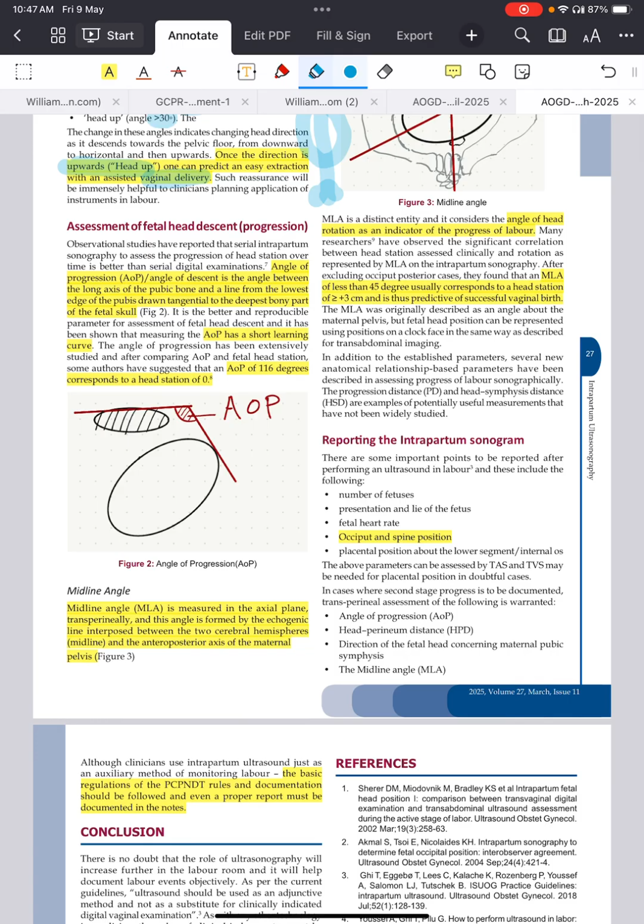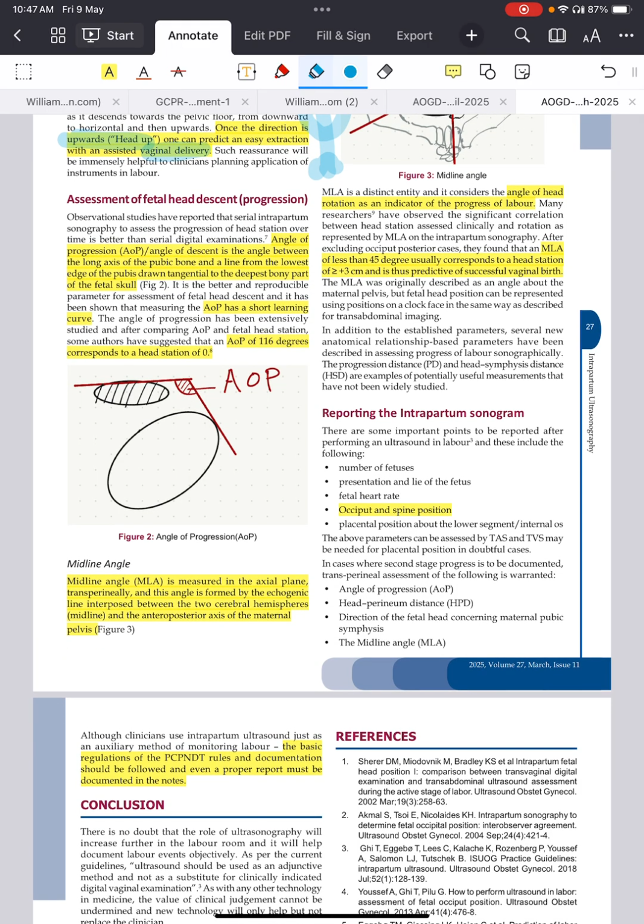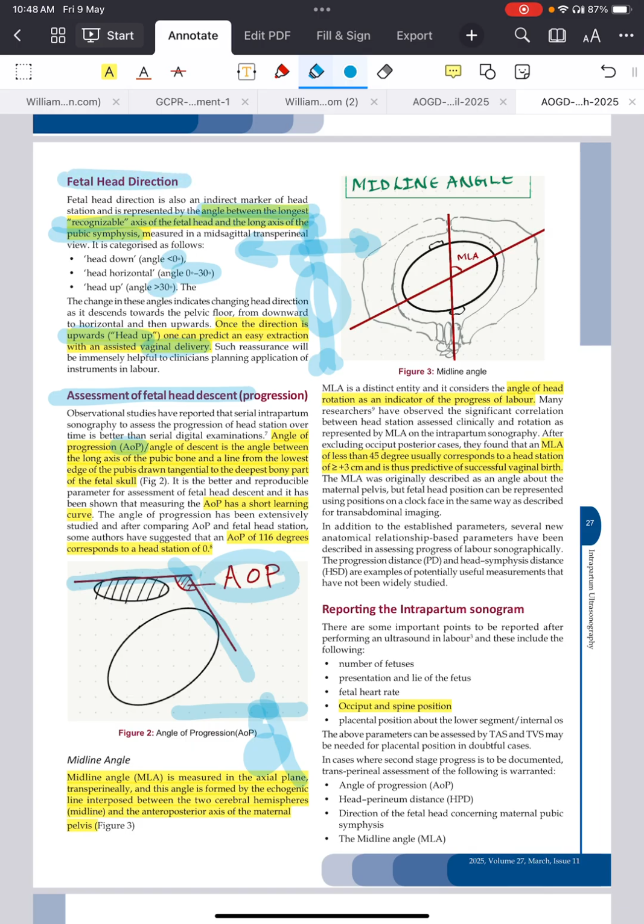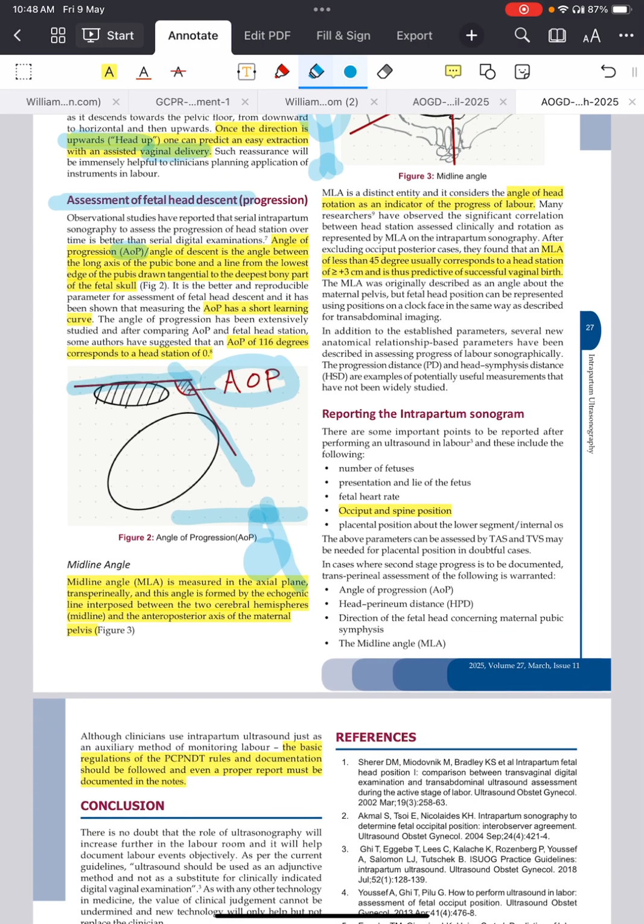Another angle is for fetal head descent. How do we assess whether the fetal head is progressing, coming down or not? That is known as the angle of progression, also known as the angle of descent. It is the angle between the long axis of the pubic bone and a line from the lowest edge of the pubis drawn tangential to the deepest bony point of the fetal skull. So this is the pubic symphysis; you draw the long axis, and on the fetal skull you draw a tangential line. This angle is known as the angle of progression. The long axis of the fetal head to the fetal line is the fetal head direction angle, whereas the angle of progression uses this tangential line.